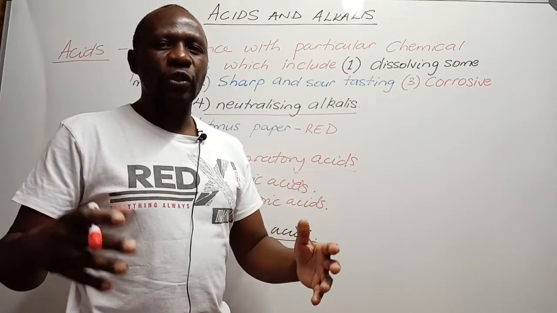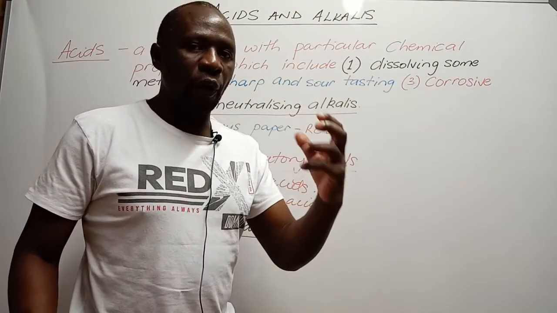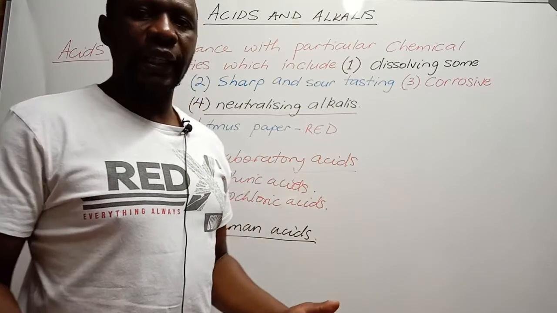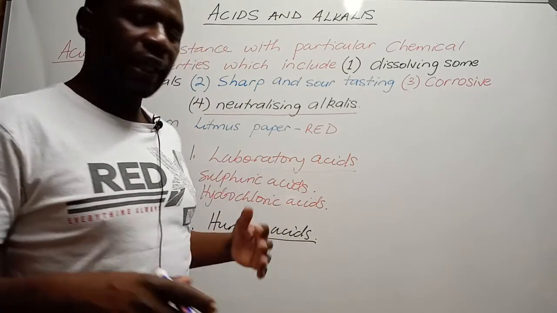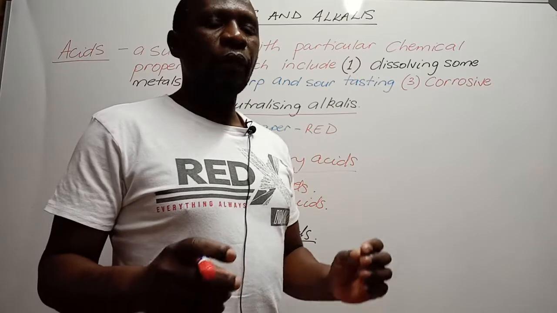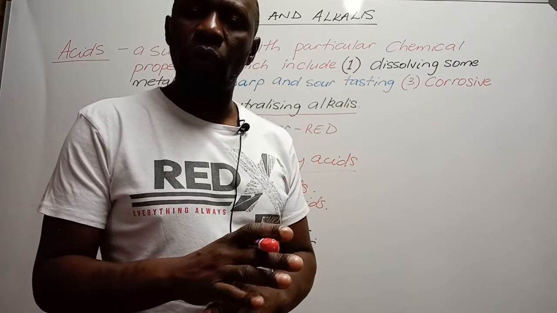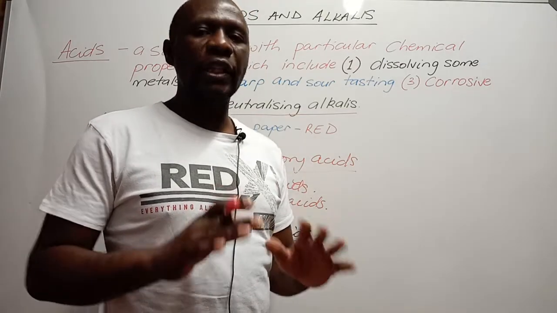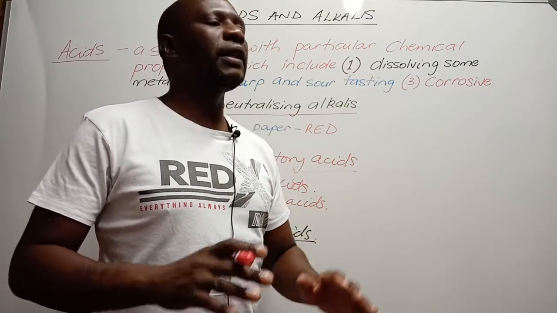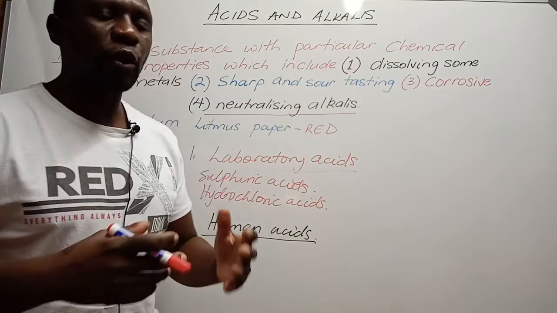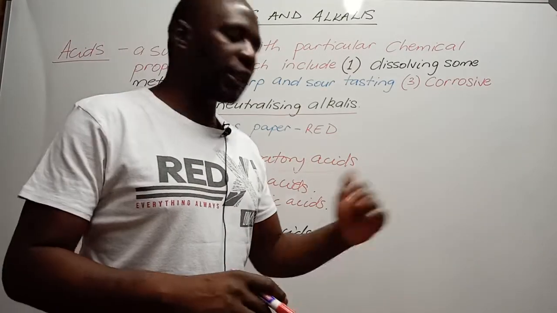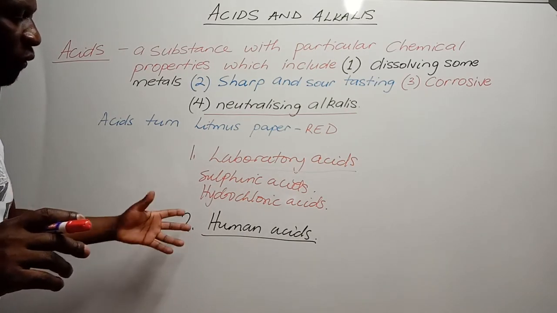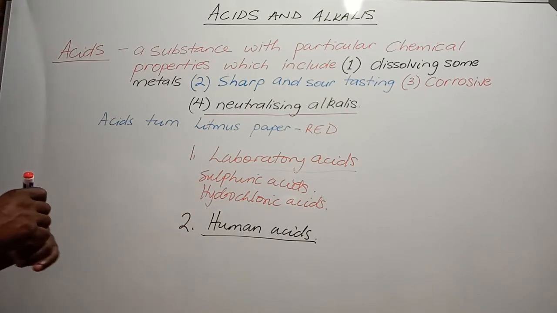They can damage your skin. If they get into your eyes, they have the potential of causing blindness. So we must handle these acids with care. If you get into the school laboratory, don't touch anything. Don't touch any chemical until you have been told how to handle the chemical. Let the teacher lead.